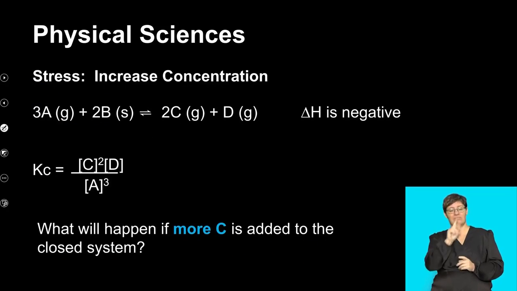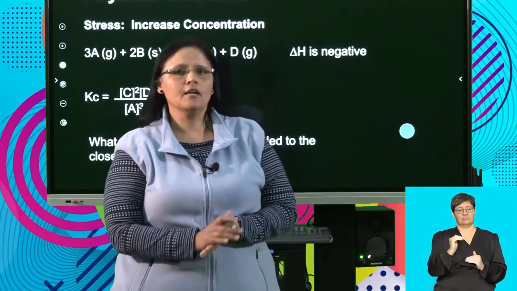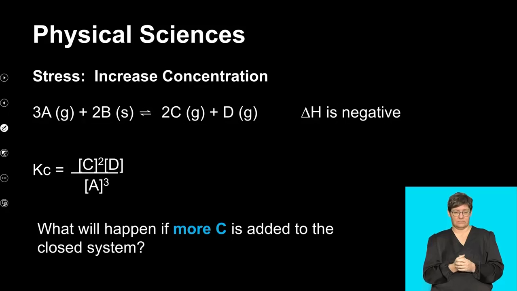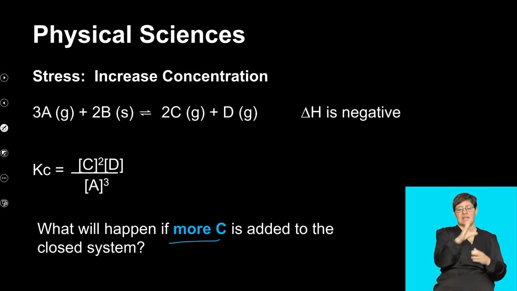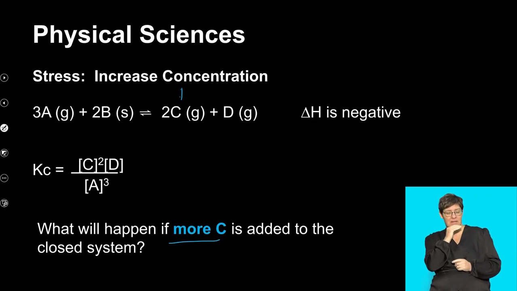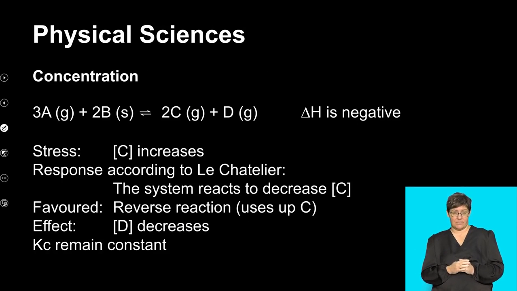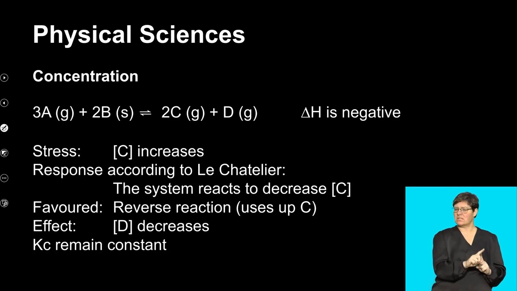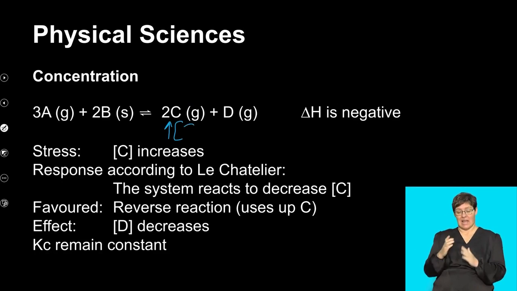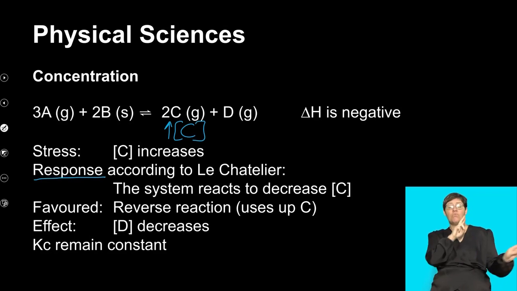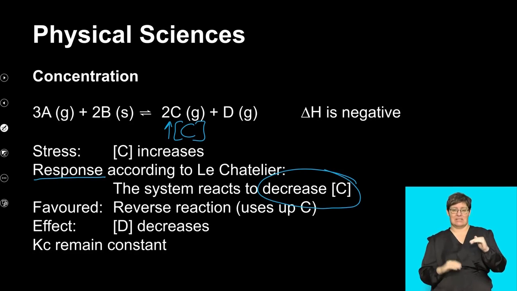Now we will look at another stress, again an increase in a concentration, but this time we will increase the product. So, what will happen if more C is added to the closed system? For starters, that will mean that my concentration of C will increase. What is the stress? The stress is a concentration of C that will increase. What will the system do according to Le Chatelier? The response will be the system will react to try to decrease the concentration of C.